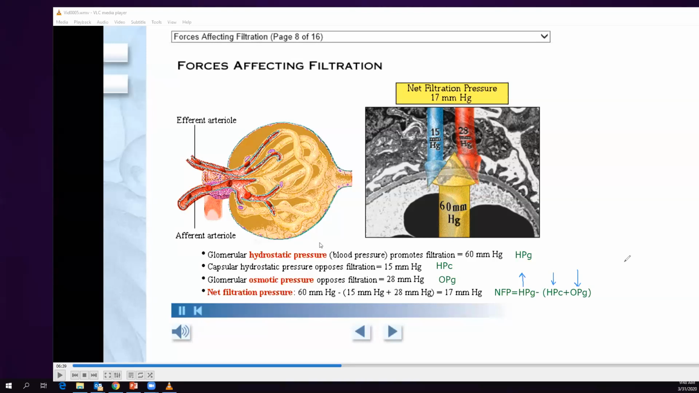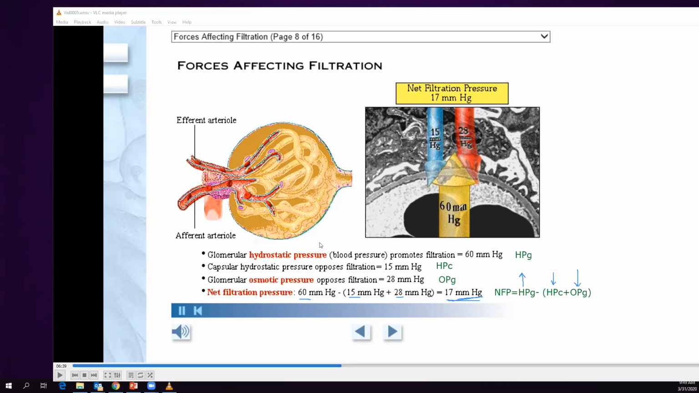Okay, so now if we look at the actual numbers that we have here, 60 is what we're pushing out with, but we're pushing back with 15 and 28. And so we only get 17 millimeters of mercury pushing out. And that's good because if it was just straight 60, can you imagine, we'd be making urine, well, we do make urine every second, but we'd have to go to the bathroom constantly and we would dehydrate ourselves to death if there was nothing opposing this outward flow of filtrate. Okay, so does anybody have any questions to this point?